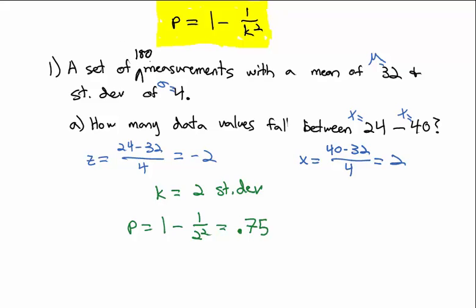We've got 180 measurements. So of the 180 measurements, 75% fall between those values. So 180 times 0.75 is 135, at least, fall between 24 and 40. Could be more, but there's at least 135, because there's going to be at least 135 within 2 standard deviations of the mean.